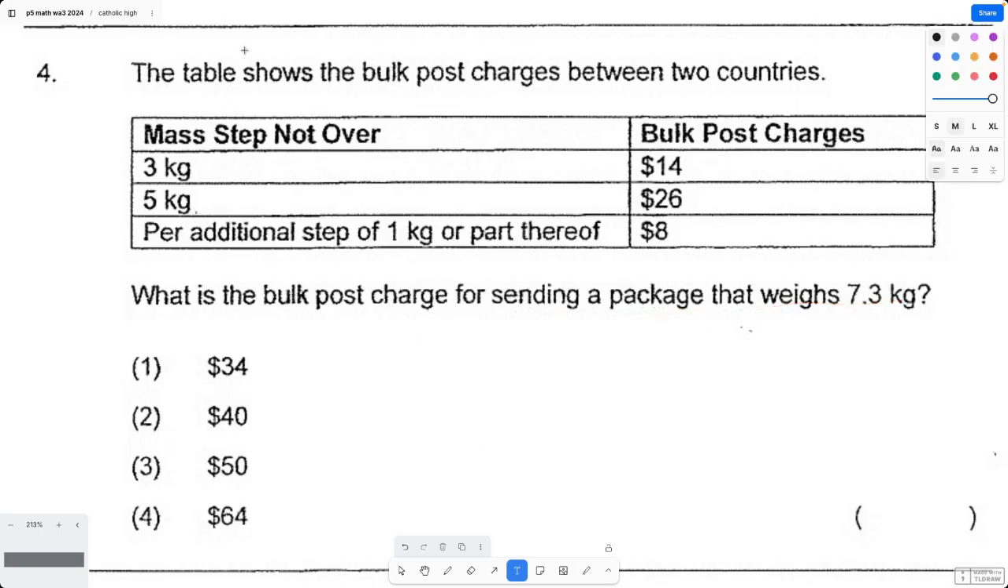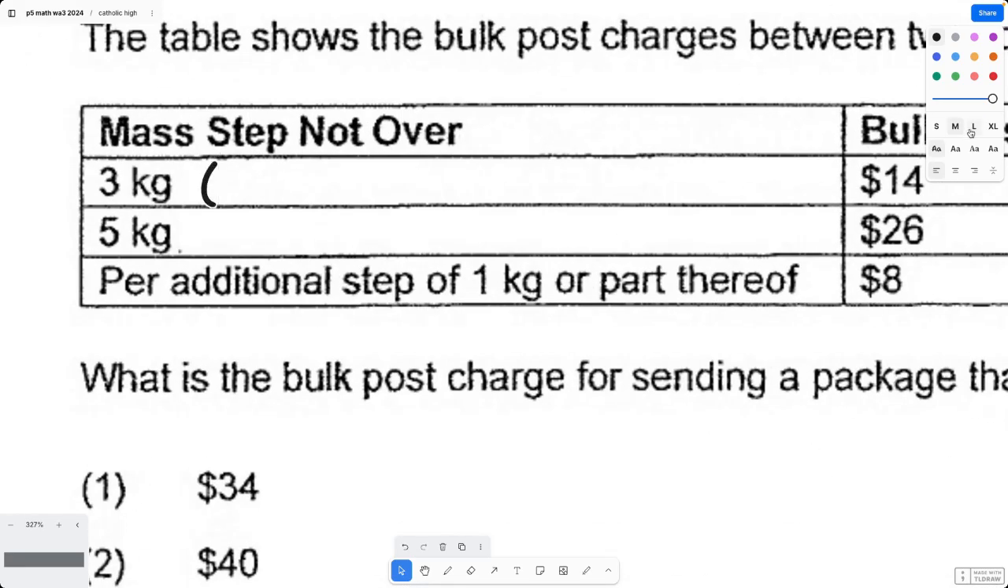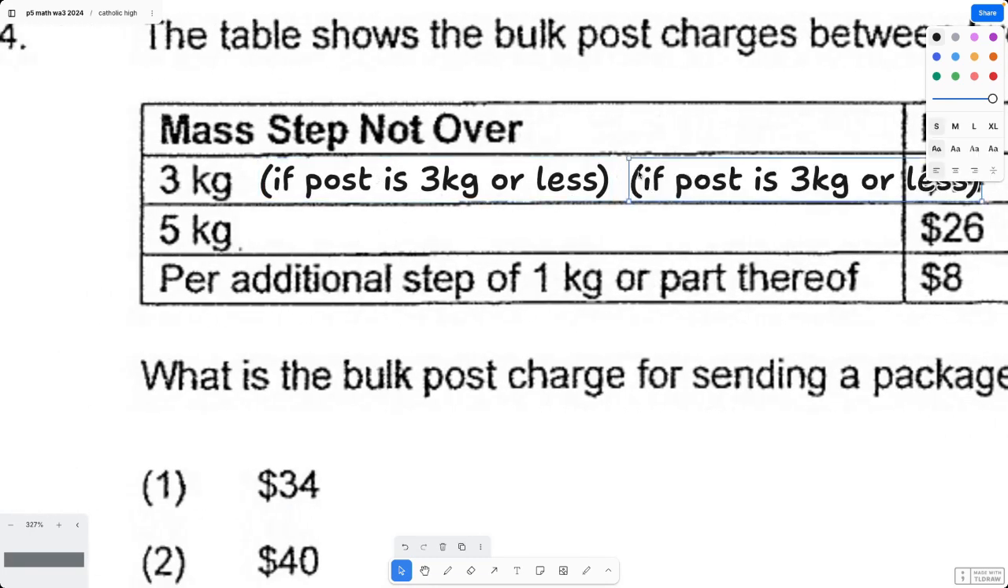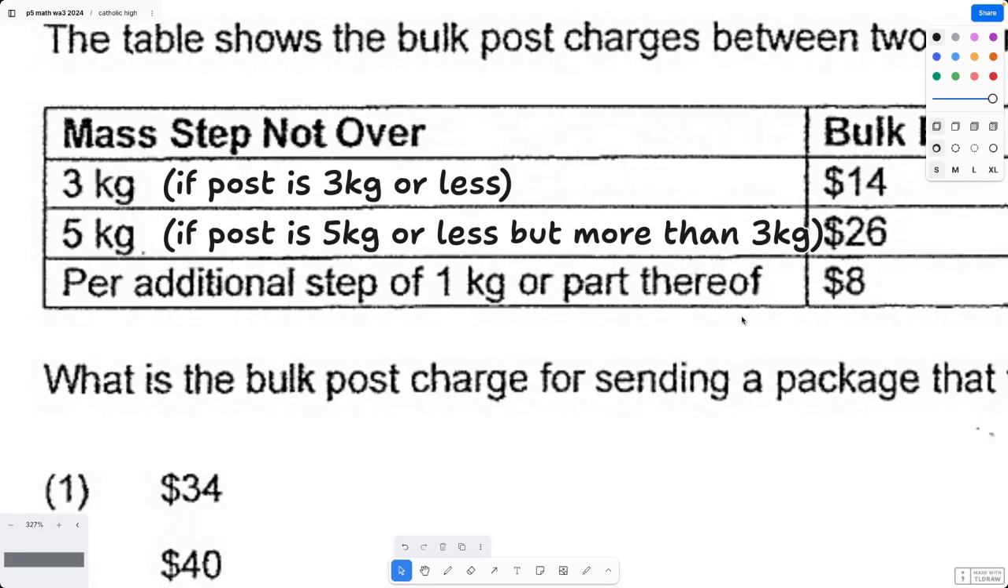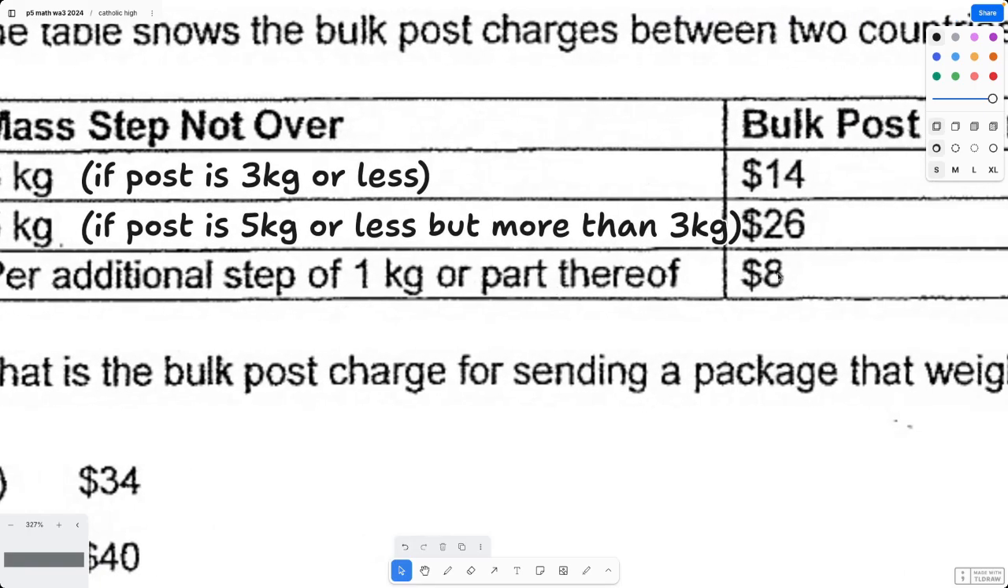I'm going to share with you what this mass step not over 3 kg, 5 kg means. If the post is 3 kg or less, then this is $14. If the post is 5 kg or less, but more than 3 kg, then it's $26. And per additional step of 1 kg or part thereof, it will be an additional $8.